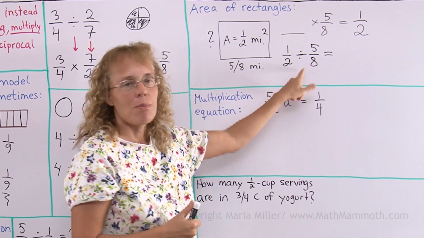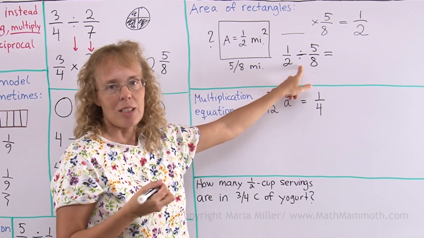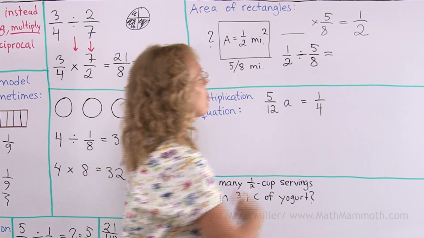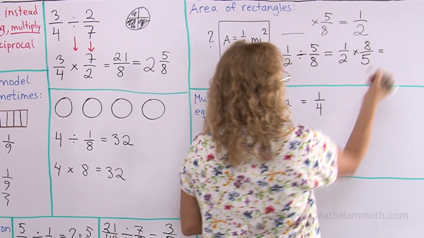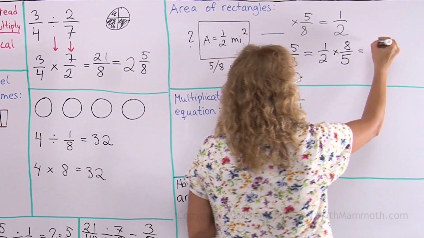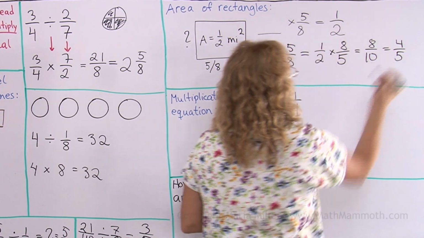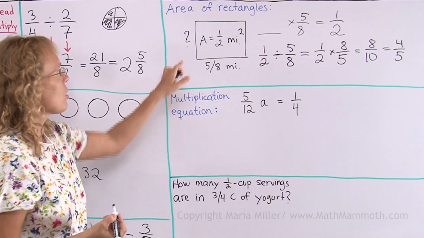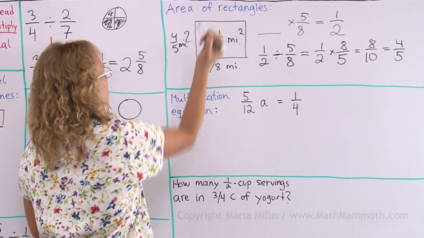Now there's the division by 5/8. I'm gonna use the shortcut. So this changes into multiplication, and this is gonna get flipped. The half won't change anywhere. And here we will get 8/10, which is the same as 4/5. Okay, so this here is 4/5 of a mile.